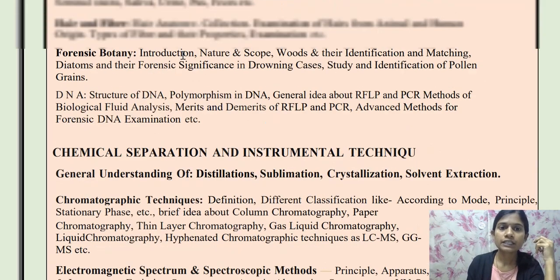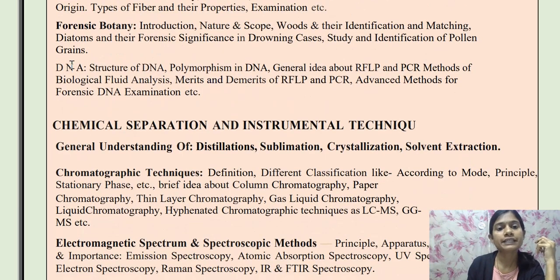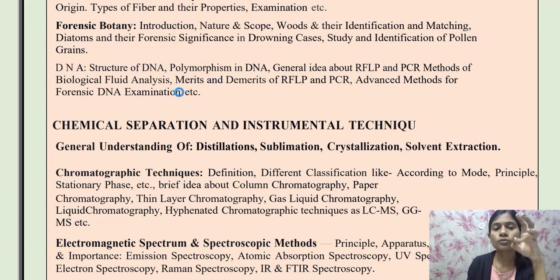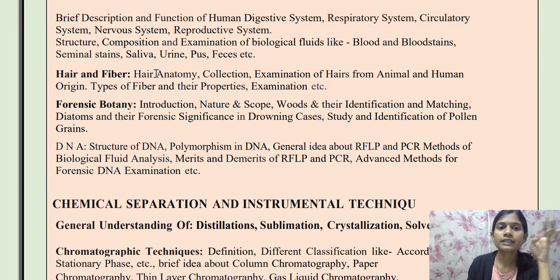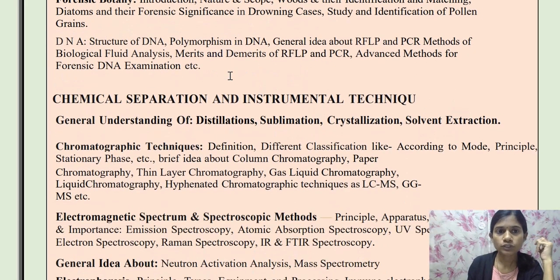Next, continuing within this forensic biology and serology, especially we go with DNA for individual identification. If the hair root is present, we have to identify whom the hair belongs to based on the DNA. And also if we get any biological fluid, then we have to identify whom the blood belongs to based on the DNA. That is why we are going with DNA also. So: structure of DNA, polymorphism in DNA, general idea about RFLP and PCR. They just mentioned a general idea about RFLP and PCR, not in detail.